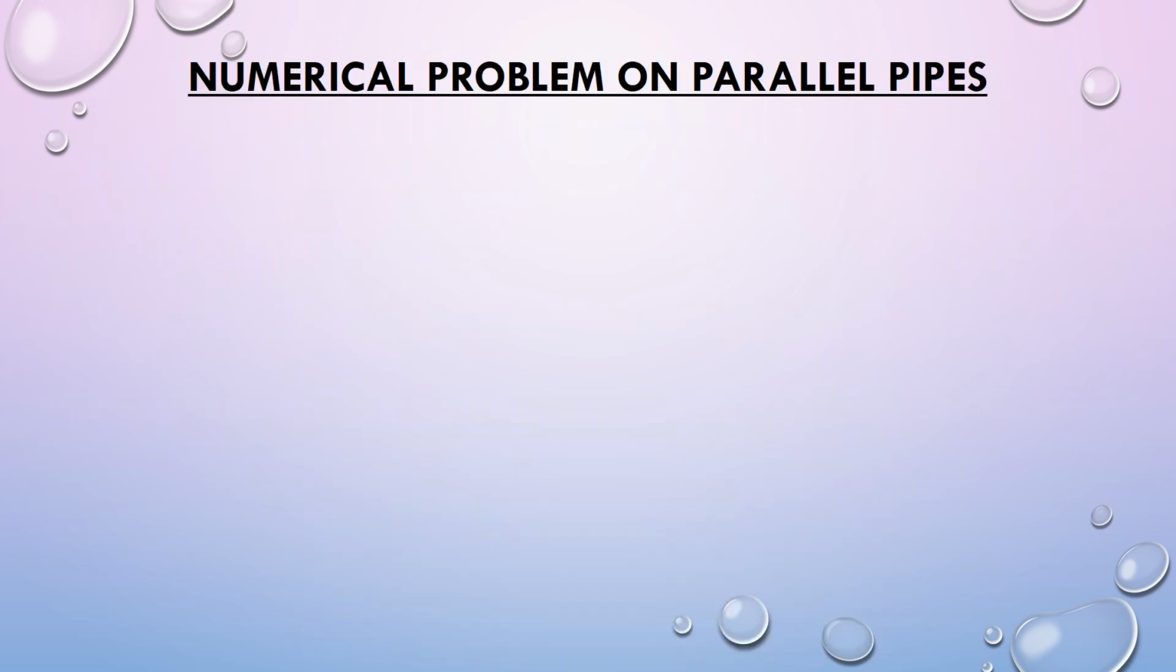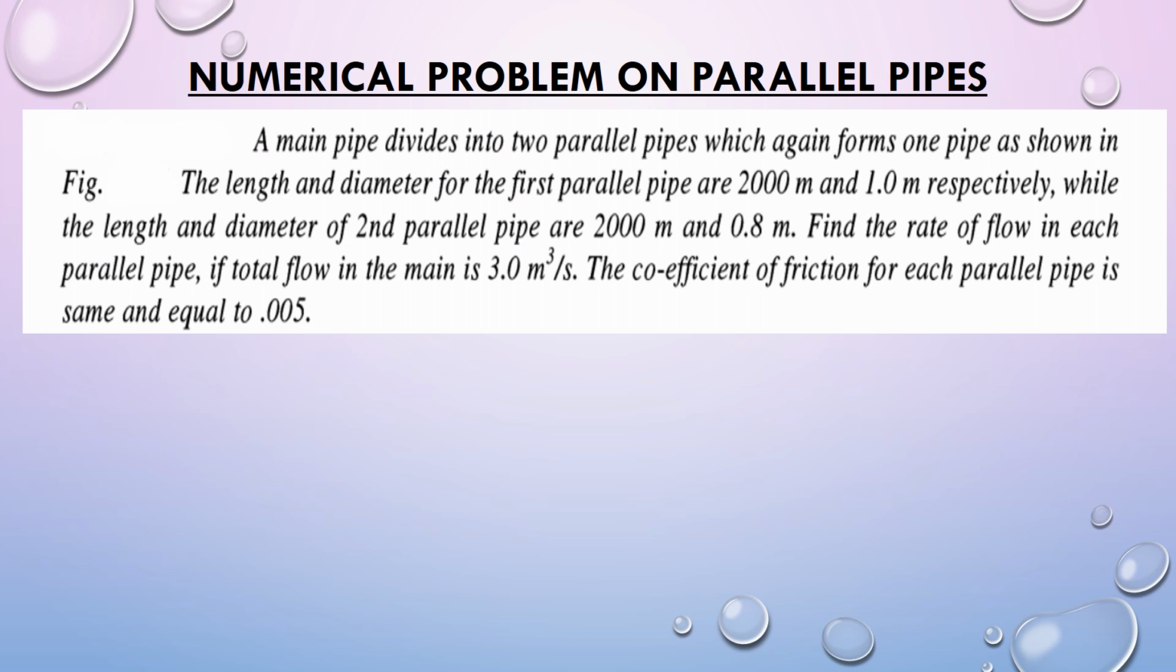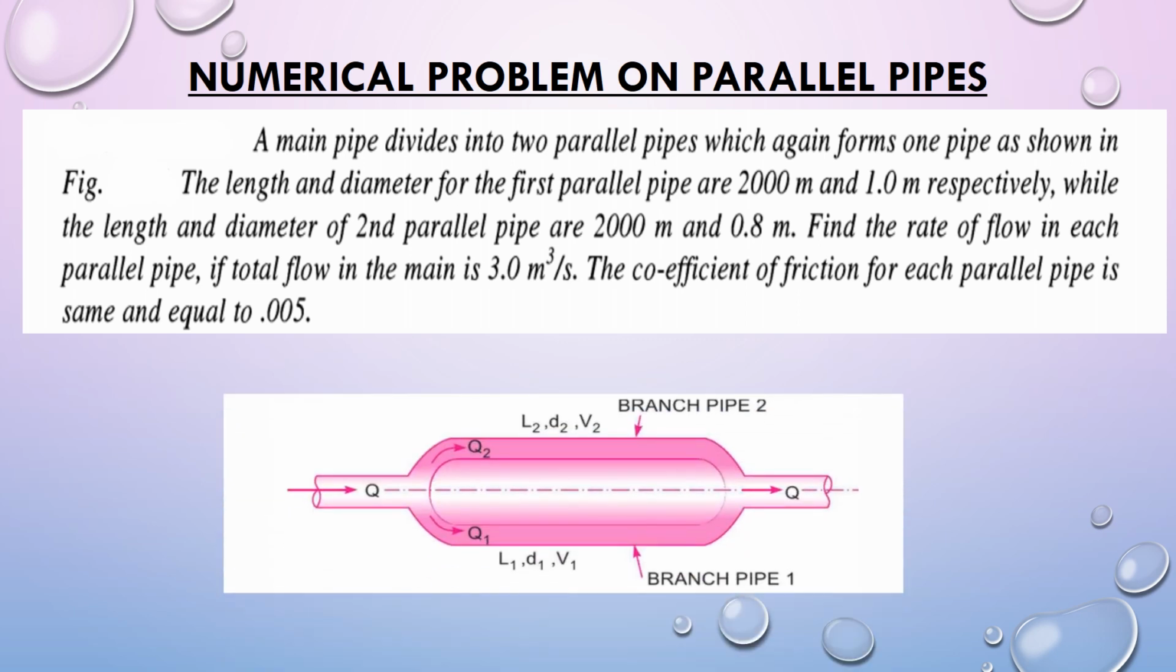Now we will look at a problem to better understand parallel pipes. Here is a problem. A main pipe divides into two parallel pipes which again form one pipe as shown in the figure. This is the same figure that we just looked at in the last slide. The length and the diameter of the first parallel pipe are 2000 meters and 1 meter respectively. The length and the diameter of the second pipe are 2000 meters and 0.8 meter. Find the rate of flow in each of the parallel pipes if the total flow in the main pipe is 3 meter cube per second. The coefficient of friction for each parallel pipe is the same and is equal to 0.005.